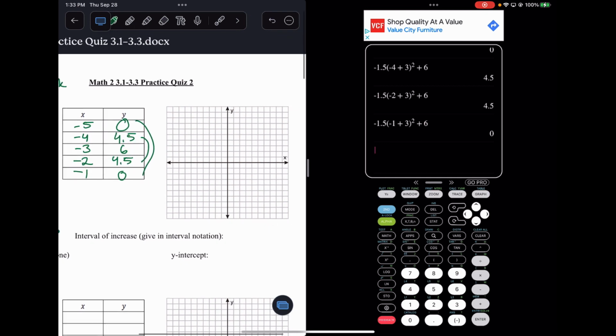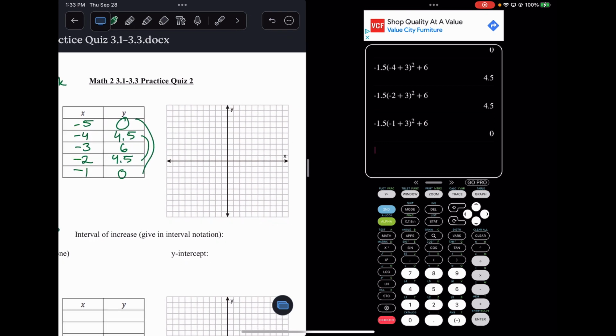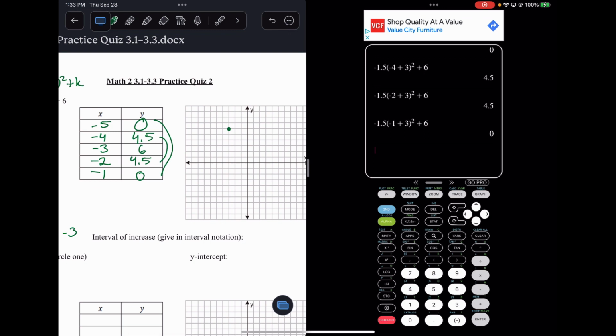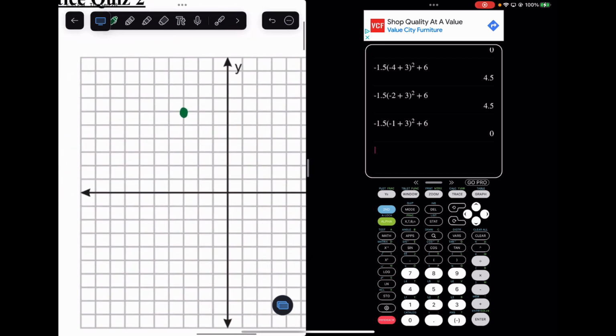We can go ahead and graph them. So we're going to do negative 3, 6. So we go over 3, up 1, 2, 3, 4, 5, 6. And then we've got negative 4, 4.5. So we're going to go up 1, 2, 3, 4, and then a half. So we'd put our dot there.